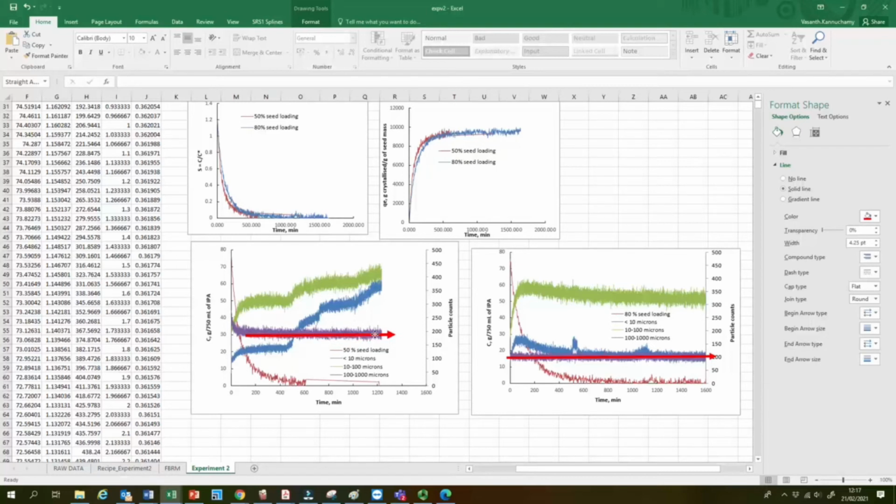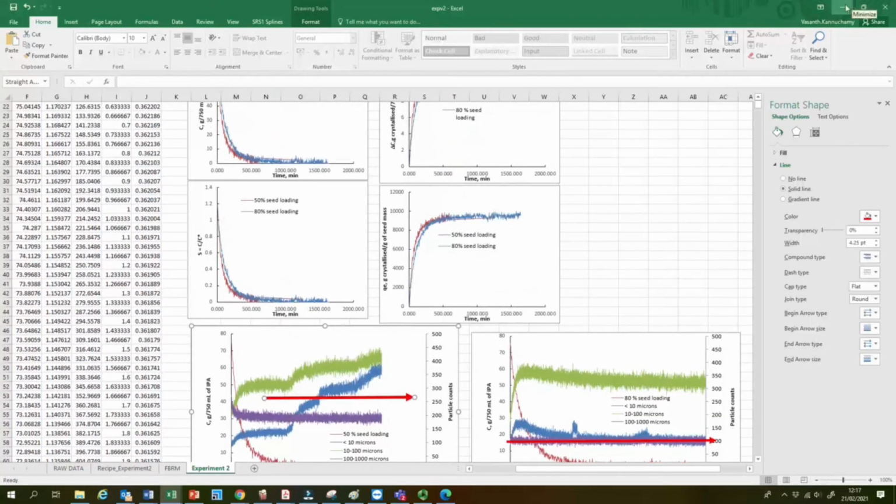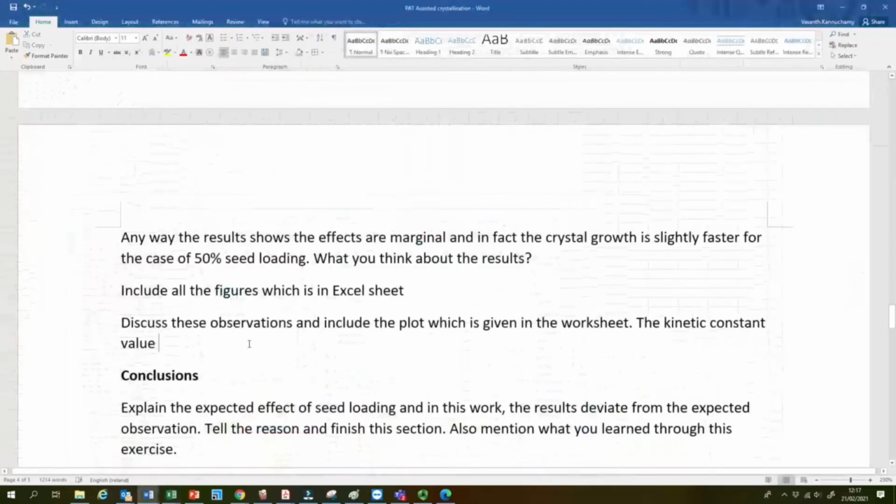In industries, if this really happened, if they observed a sudden jump in the particles number, what they do is they will stop the reactor or the reaction roughly around 600th minute, yeah, and then they will start to perform a fresh experiment. So these are the key advantages of FBRM, which you learned through this exercise. So include all these points in your discussion part.